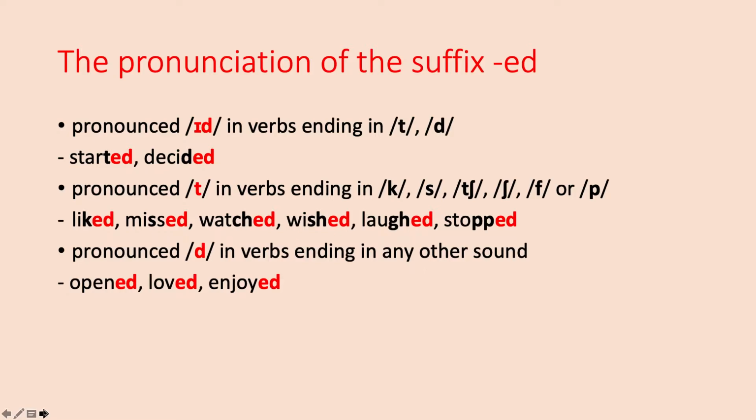Now the suffix -ed is pronounced in three ways. You don't need to memorize the rules because in time you will learn how to pronounce the -ed just by listening to native speakers. But let's have a look at the rules. So -ed is pronounced /id/ in verbs ending in /t/ or /d/, such as started, decided. It is pronounced /t/ in verbs ending in /k/, /s/, /ch/, /sh/, /f/, or /p/. Liked, missed, watched, wished, laughed, stopped. And it is pronounced /d/ in verbs ending in any other sound, such as opened, loved, enjoyed, etc.